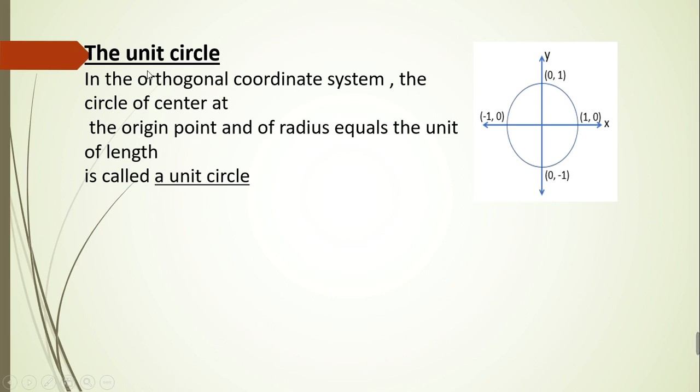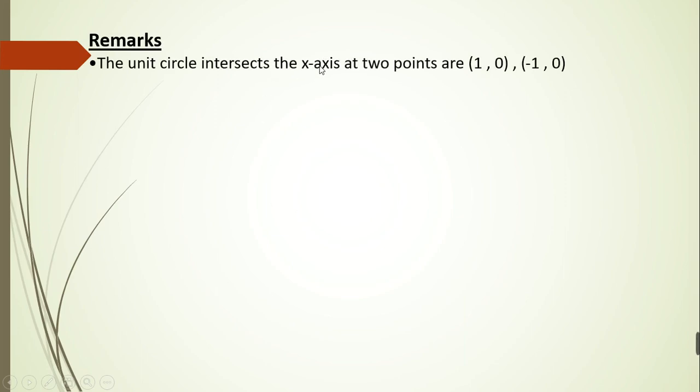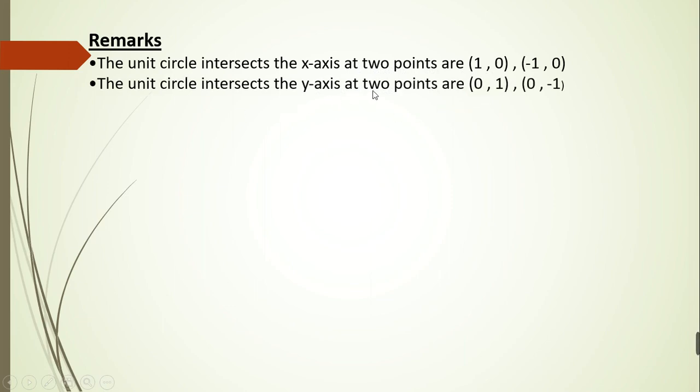So the unit circle is the circle with its center at the origin point and a radius equal to the unit of length, and it intersects the x-axis at the 2 points (1, 0), (negative 1, 0), and intersects the y-axis at the 2 points (0, 1), (0, negative 1).